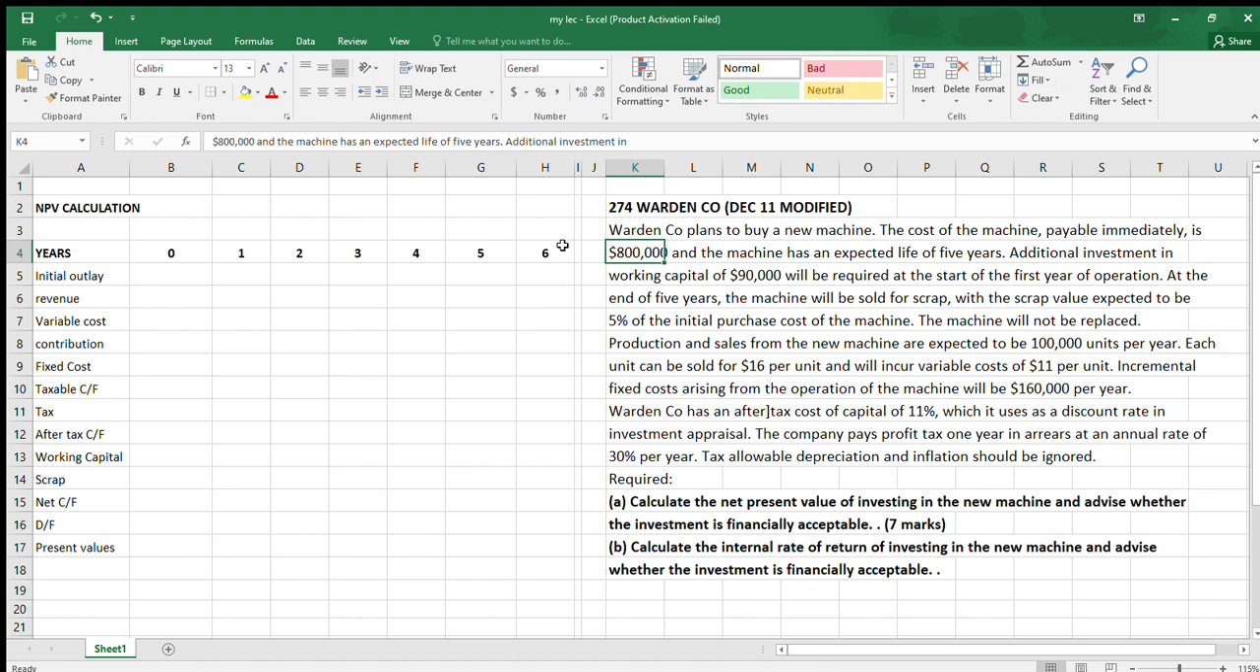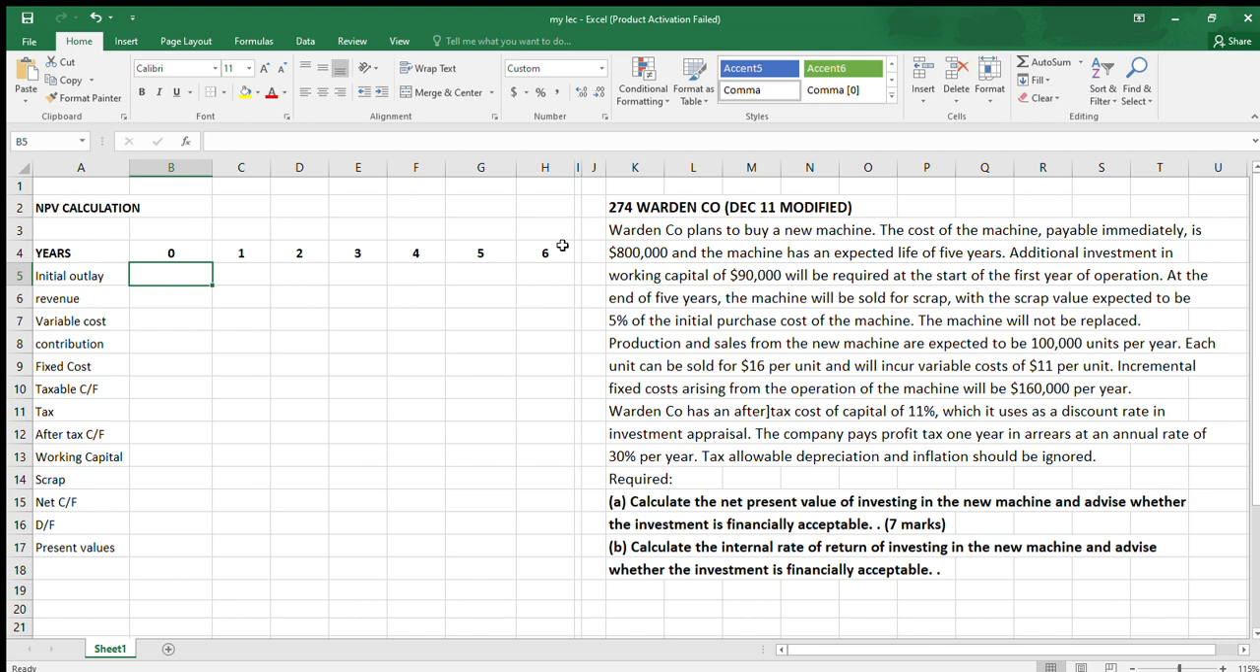That's the initial outflow. The cost is payable immediately, which is 800,000 cash leaving the business. So it becomes a year zero figure, not a year one, because you are going to use the machine to generate revenue in the coming years. The year that we bought the machine is year zero because we didn't generate any revenue or do anything with it. So it will become a negative figure under the initial outlay and the year zero.